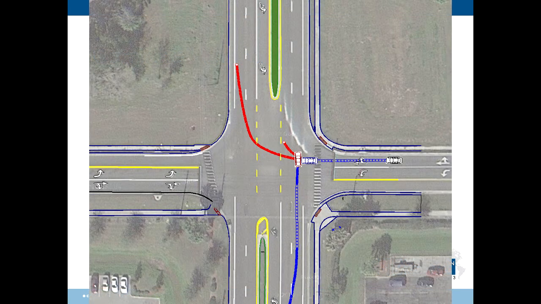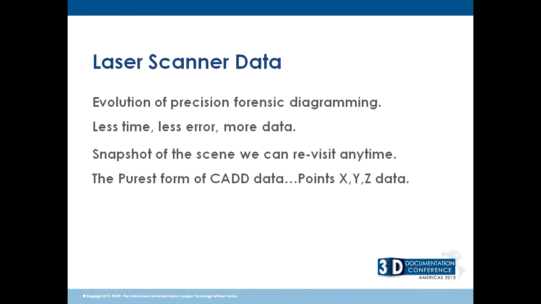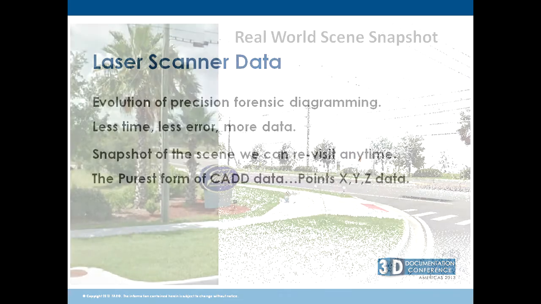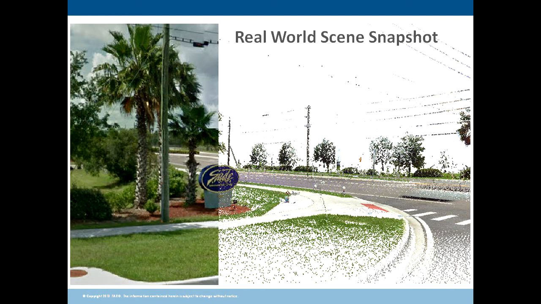And here we just have different forms of data on top of a satellite image. So laser scanner data, it's really the evolution of precision forensic diagramming. There's less time involved once you get the workflow down, less error and more data. You're creating a snapshot of the scene that you'll be able to visit years later. And really, it's the purest form of CAD data. It's X, Y, Z points. So we have a real world scene snapshot.